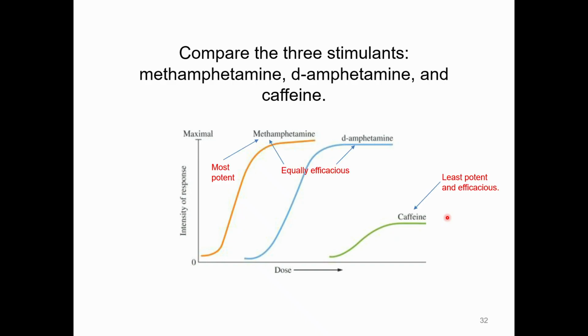Yep, you guys had it. If we look at potency, they all differ in their potencies, and methamphetamine is the most potent. Caffeine is the least. D-amphetamine is somewhere in the middle in terms of potency. But if you look at efficacy, methamphetamine and D-amphetamine are both equally efficacious, and caffeine is least efficacious. And that's why caffeine is not a controlled substance, okay?